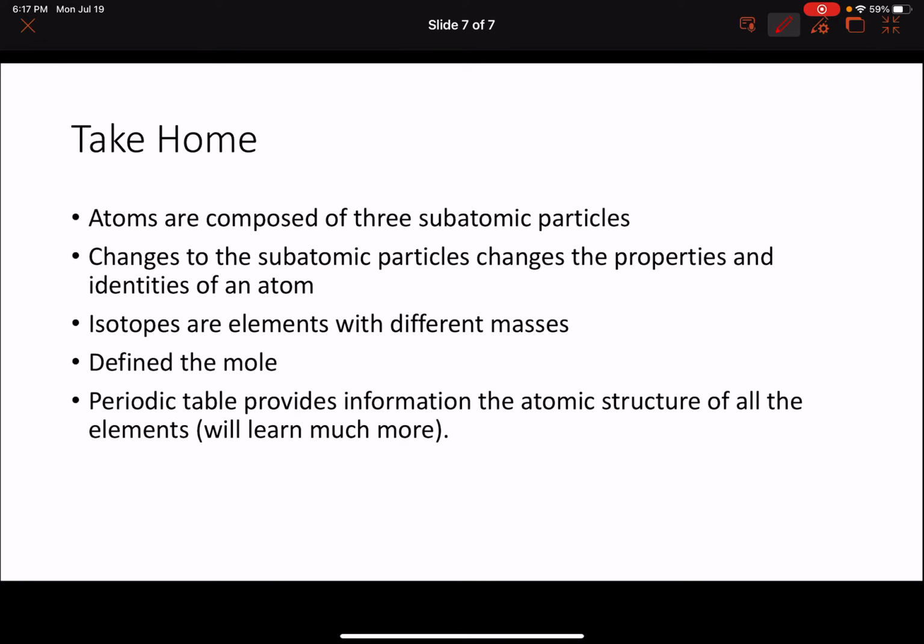All right, so what we've covered in this video is that atoms are composed of these 3 subatomic particles. We talked a little bit about the charges and the properties, like the mass of the particles, and the way they relate to the identities of atoms. We defined isotopes and the mole, and then showed how to read each individual box in the periodic table to get information about that particular atom.